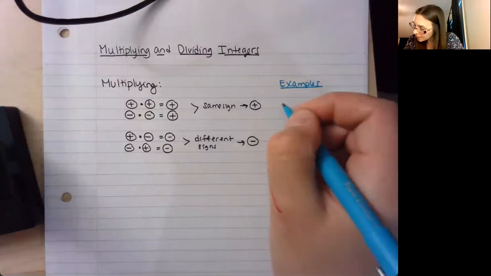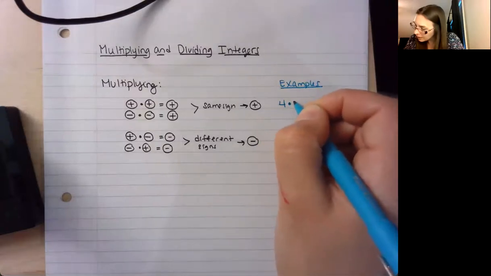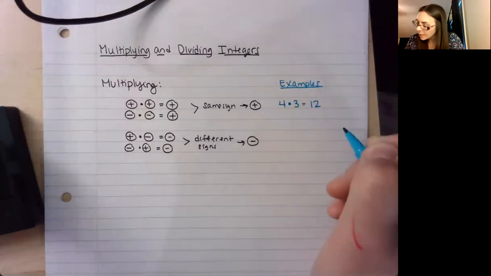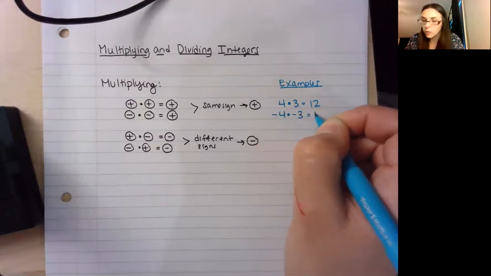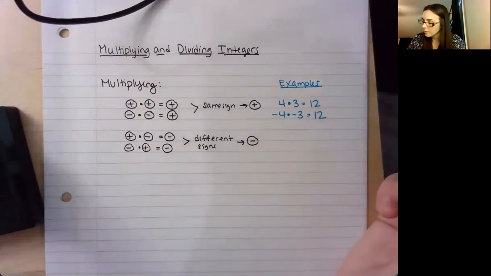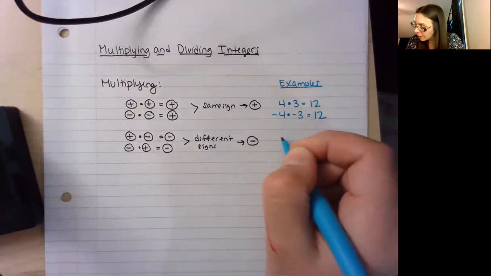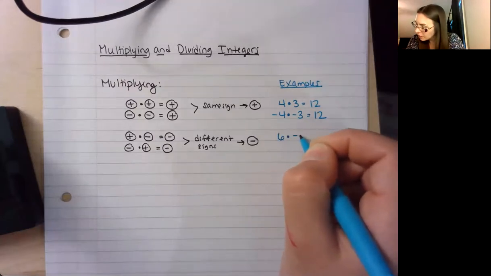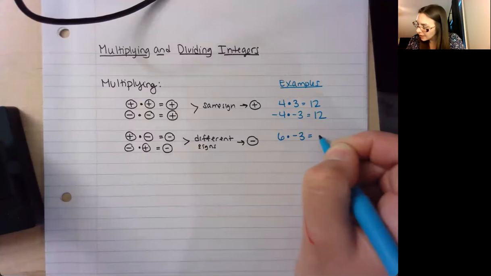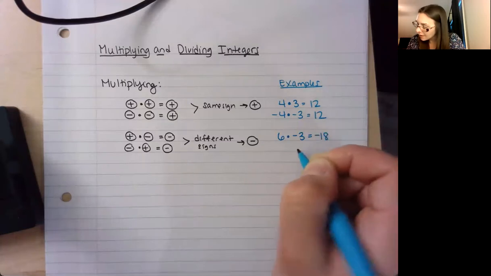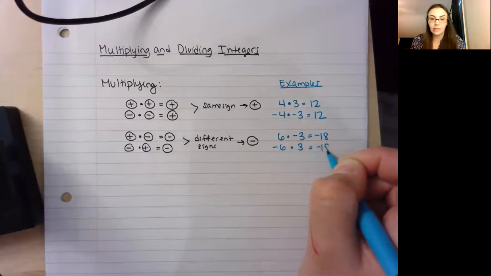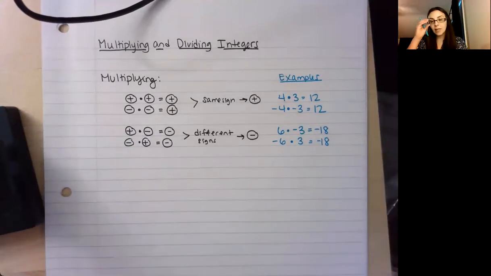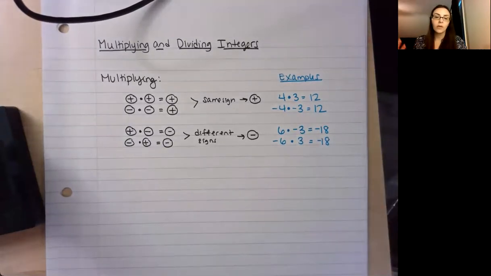So for instance, something like 4 times 3 is obviously still 12, but something like negative 4 times negative 3 becomes positive 12 as well. If I have positive 6 times negative 3, I end up with negative 18. Or if I have negative 6 times positive 3, I also end up with negative 18. Okay, so when you have the same sign when you're multiplying, you get a positive answer. When you have the different signs when you're multiplying, you get a negative answer.